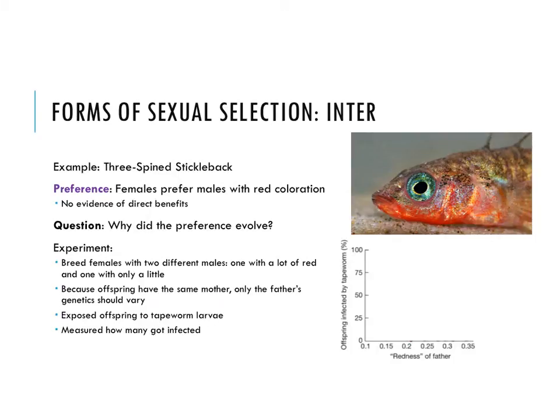So then they graphed their data. So on the x-axis here, we have the redness of the father. So how red is he? And it's kind of a percent red. And then we've got offspring infected by the tapeworm. So what percent of the offspring of each redness level were infected by tapeworms. Okay, so a question is going to pop up for you once I give you the data.